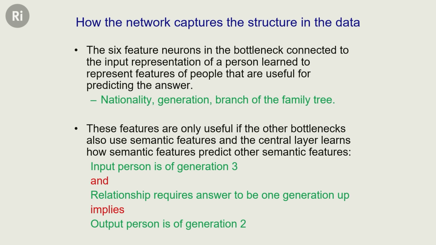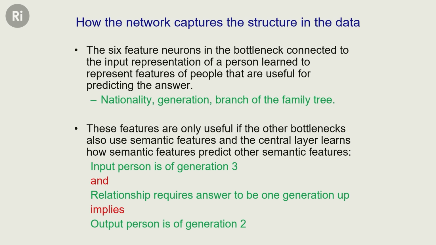So what happened is the 6 feature neurons that were the expansion of the person, 24 people, you expand that active neuron into a feature vector of 6 active features, they learned to be sensible semantic features. They learned to be features that represented things like the generation of the input person. And the 6 features of the relationship learned to be sensible features like, does this relationship require the output person to be 1 generation up from the input person? So something like father does, whereas brother isn't.